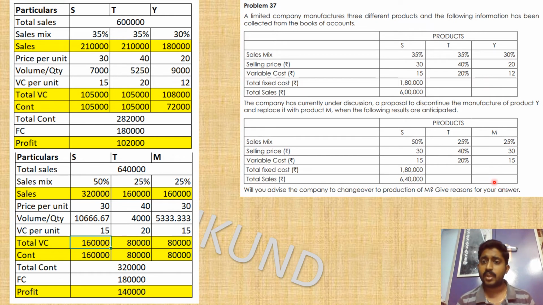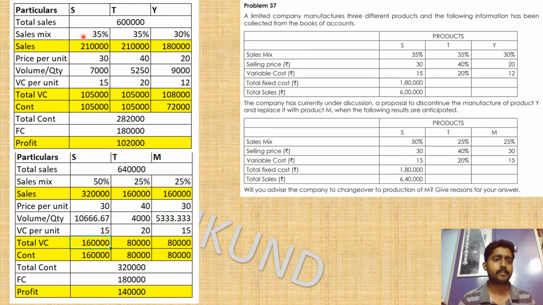Okay, so let's go on to the analysis. So STY we have to analyze. For STY, the total sales is given as 6 lakhs. Sales mix means the percentage of sales of each product on the overall sales, given as 35, 35, 30. So the sales mix is applied and the sales are coming. Next, the selling price per unit is given. We know the total sales and we know the price per unit.